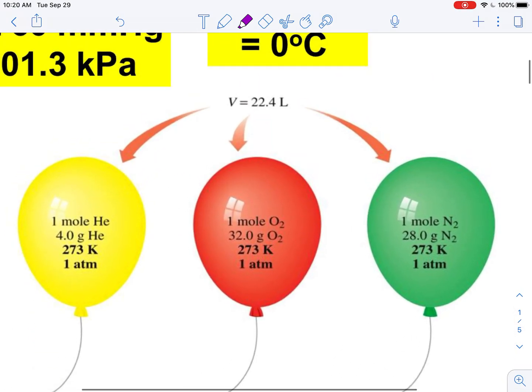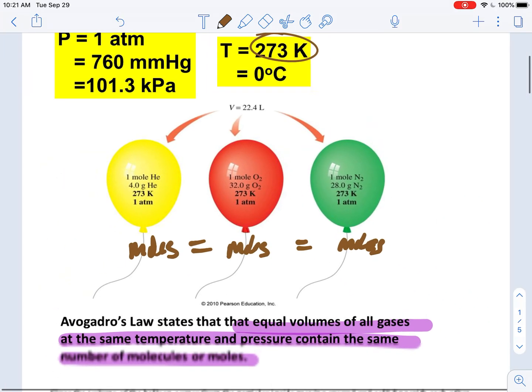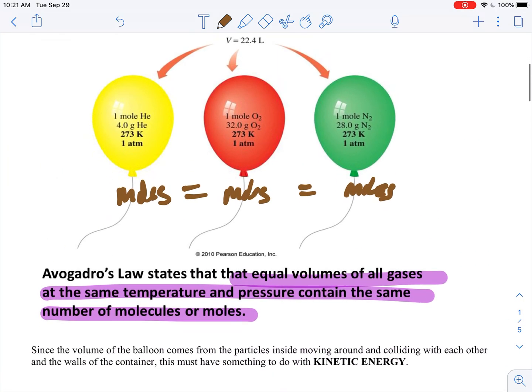So if you've got a balloon that's of a certain size, and that balloon is of the same size as a different balloon, and they're under the same conditions of temperature and pressure, then the moles are the same. So again, the moles here are the same as the moles here are the same as the moles here. So equal volumes of all gases at the same conditions of temperature and pressure contain the same number of moles.